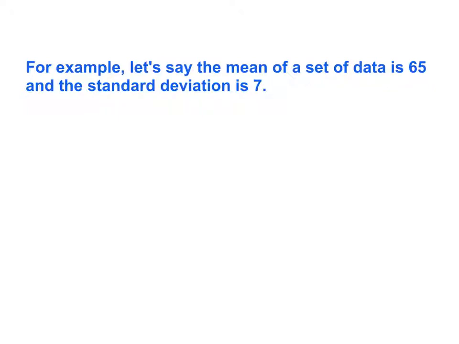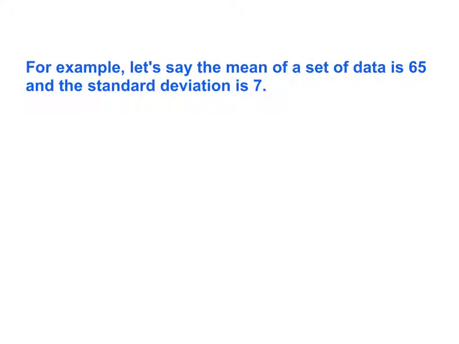What is one standard deviation equal to in this problem? Alright. One standard deviation is equal to how much? 7. So if I went one standard deviation above the mean, where would I land? 72. 7 above 65 is 72. So if I went one standard deviation below the mean, where would I land? 58. Okay. So what's 2 standard deviations above 65?